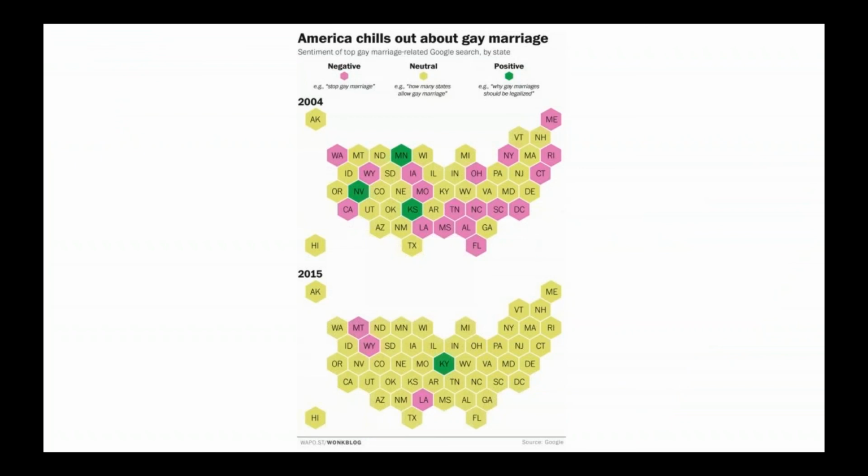Similarly, here is another way of taking a look. You can't necessarily divine intent from Google search traffic because you don't necessarily know why somebody's going online and searching for a particular topic, but looking at adjacent words and phrases that people are searching for in terms of a particular topic, like this one around gay marriage. This is looking at three different buckets: negative, neutral, or positive. So for example, examples of stop gay marriage would be bucketed more into the negative category. Neutral would be looking at how many states allow gay marriage. Positive might be something like why gay marriage should be legalized. And you can see change over time how our country's views, or at least how they're searching for these views online, have changed pretty dramatically.